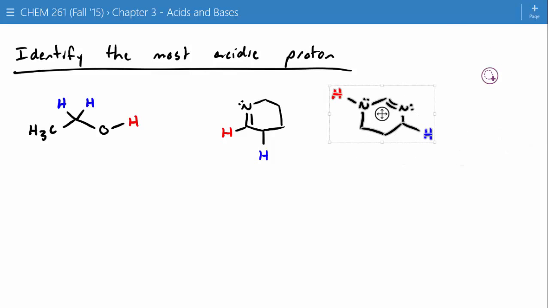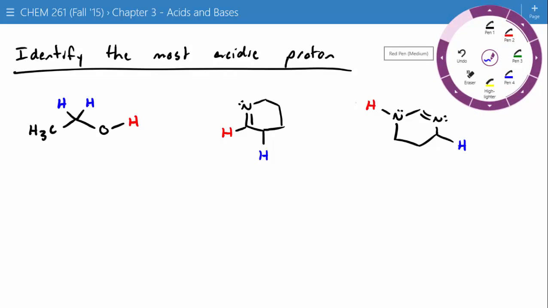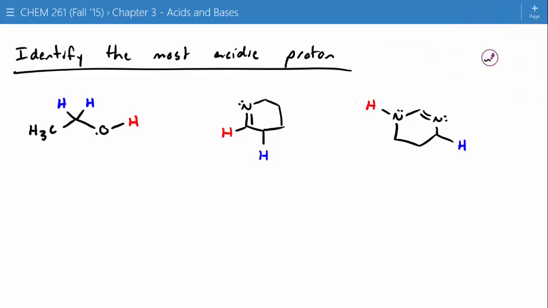So here are three different molecules. I want you to determine which proton is more acidic, the red one or the blue one, and try to use that list of priorities to distinguish which one's more acidic. And if you get stuck, draw out both conjugate bases. You guys are welcome to talk to each other.